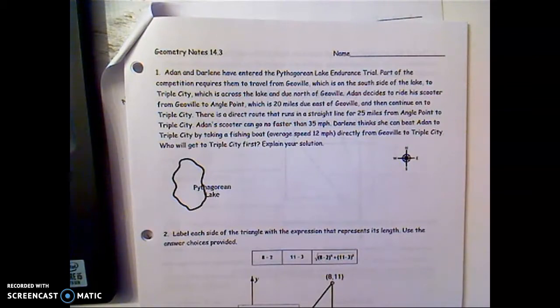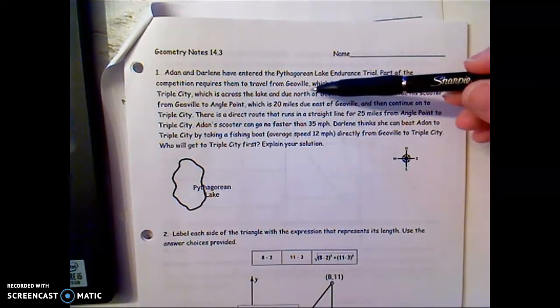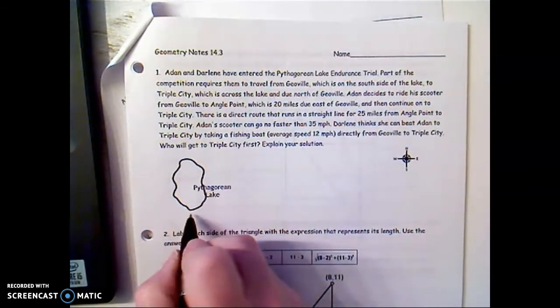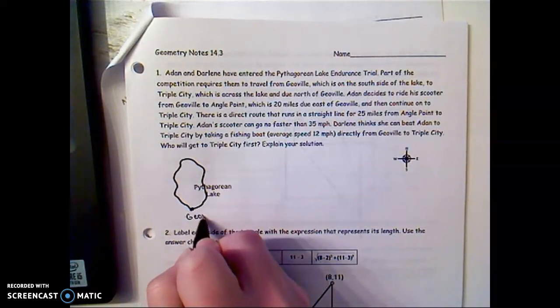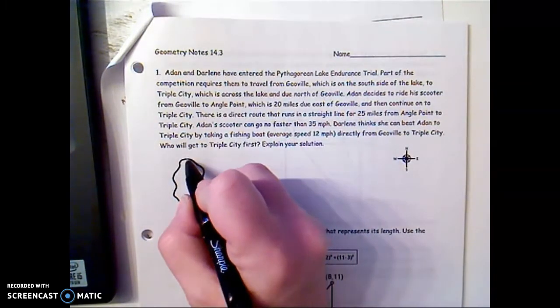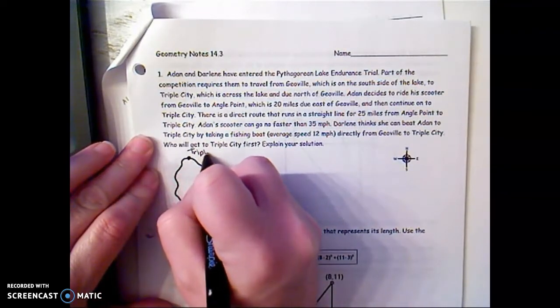It says Aiden and Darlene have entered the Pythagorean Lake Endurance Trial. I'm sure that this exists, right? It says part of the competition requires them to travel from Geoville, which is on the south side of the lake. So we're going to go ahead and put a point on the south side of the lake and label it as Geoville. And they're traveling to Triples City, which is across the lake and due north of Geoville. So place a point due north on the other side of the lake and label that as Triple City.